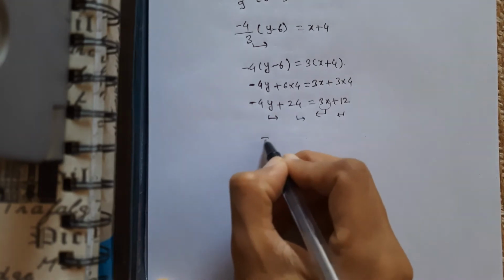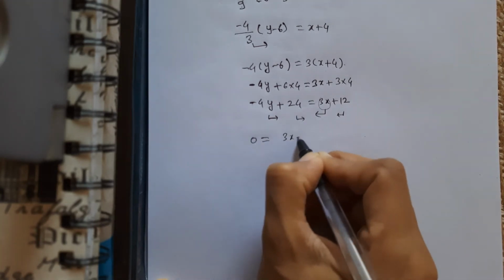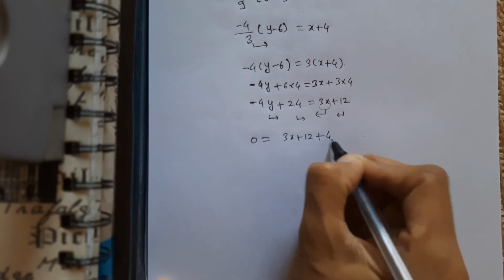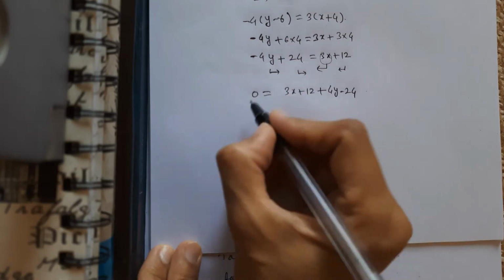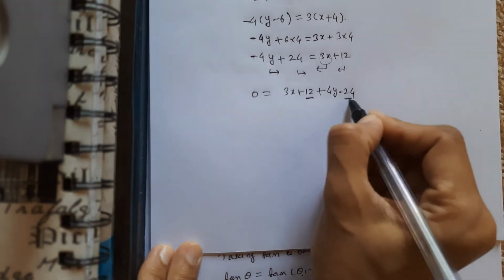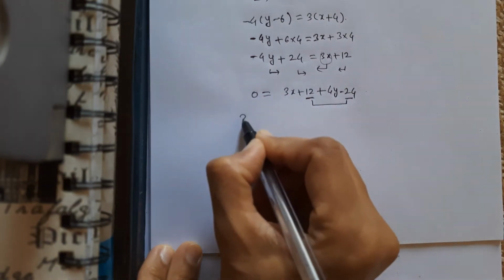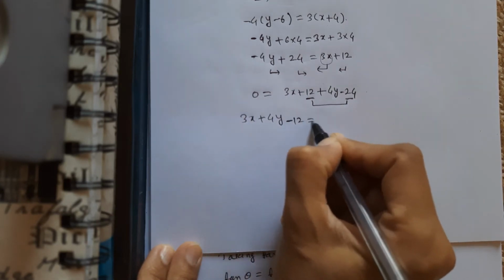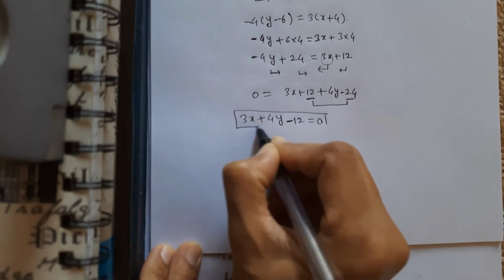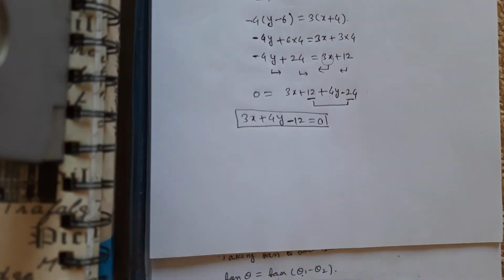Okay. So I'll get 0 equals 3x plus 12 plus 4y minus 24. I'm just writing it in a proper way. So this 12 and 24 get cancelled. So I'll get 3x plus 4y minus 12 equal to 0. And this is the required equation of line. So just observe it. It's very simple. I hope you are able to calculate the equation of a straight line from this given information.